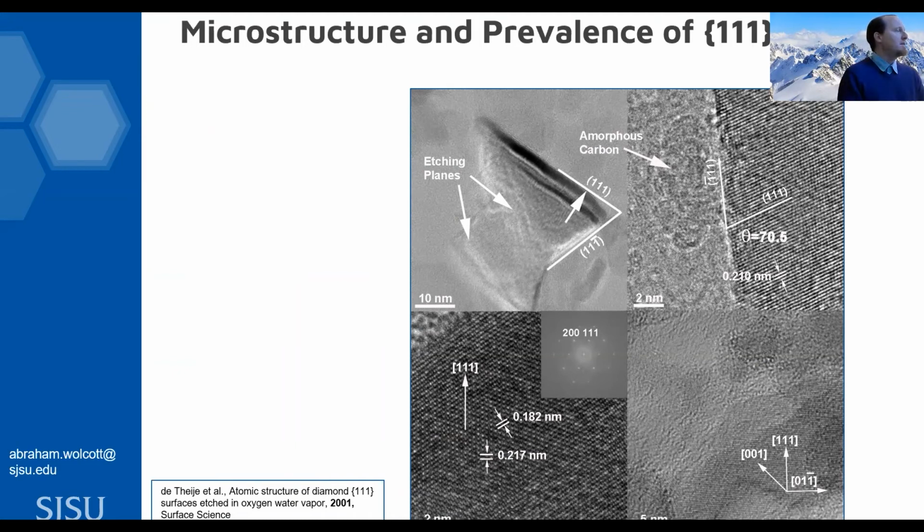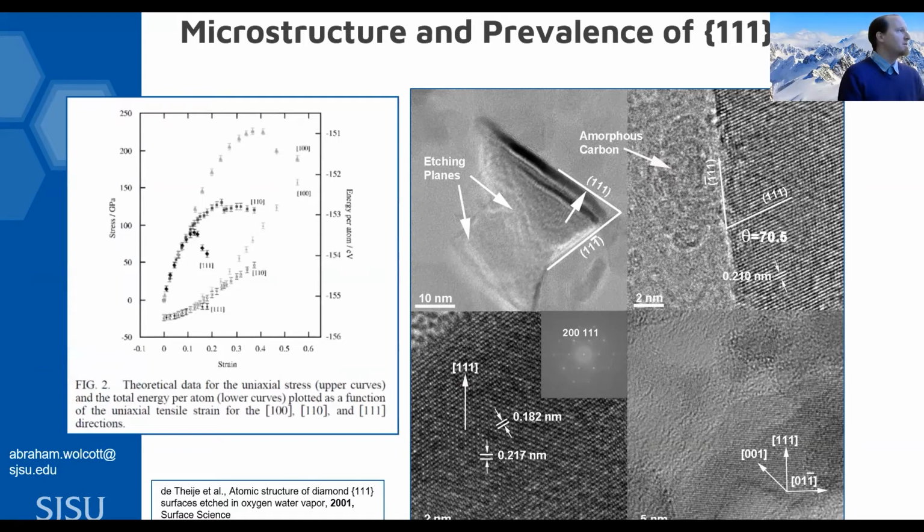The relative expression of 111 is quite dominant, and we didn't quite understand why that happened until we looked at when we would end up breaking the 111 crystallographic plane. In this theoretical study of strain versus stress and the actual breaking of the diamond itself, you can see that the 111 crystallographic facet ends up cleaving with the least amount of strain, then the 110, and then eventually the 100.